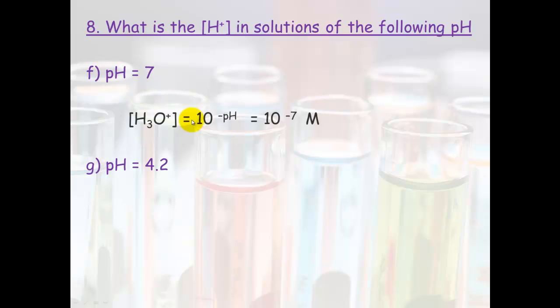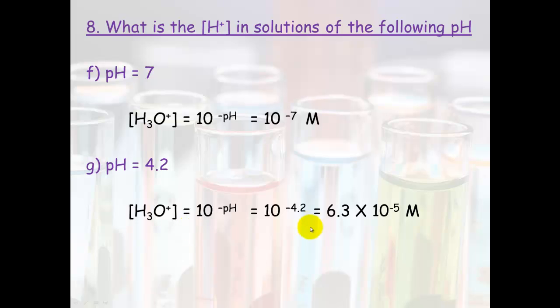So for F, the answer is 10 to the negative 7 molar, and for G, the answer is 6.3 by 10 to the negative 5 molar. Remember, you need to work out this indice. You can't leave this in this form.